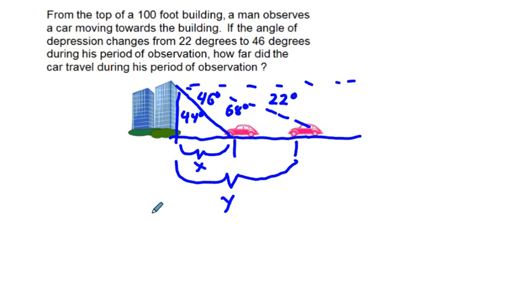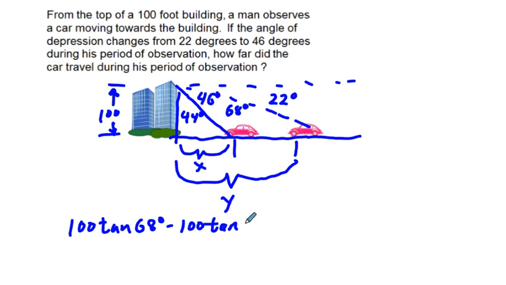So when we know this is a 100-foot tall building, what we're going to have is 100 tangent of 68 degrees minus 100 tangent of 44 degrees. And we can just put this in our calculator. And essentially, it's just finding two triangles, two different triangles. So you have one problem very much like this on your test.